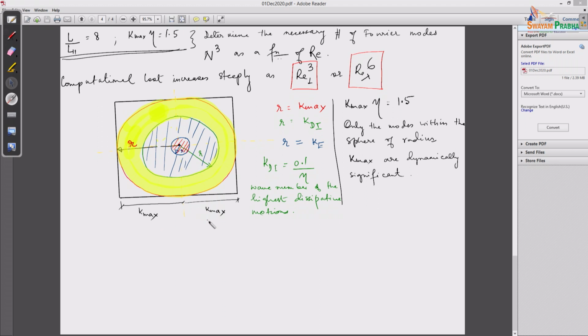So this is my domain which I'm looking at. It's a sphere of diameter 2 times k max, or radius k max, and in this band which is shown in yellow, most of the dissipative motions, or most of the motions, actually lie here. It's only 0.02% of the energy containing modes that actually lies somewhere here. The inertial subrange is located somewhere over here, and the maximum peak of the spectra, which we had also seen from the experimental distribution, is somewhere over there.